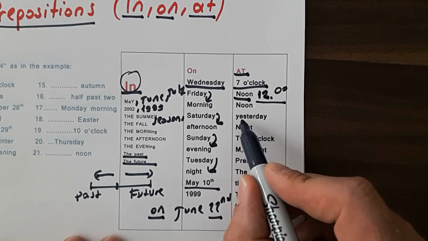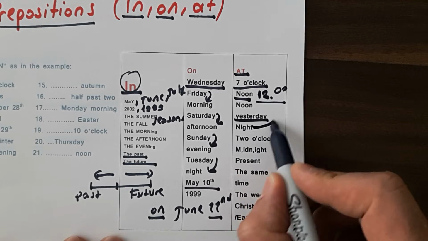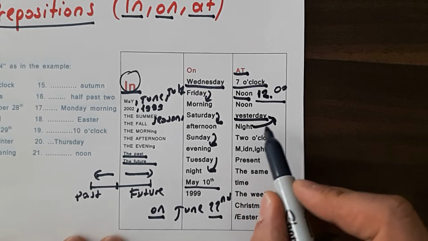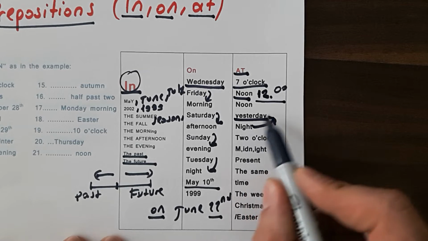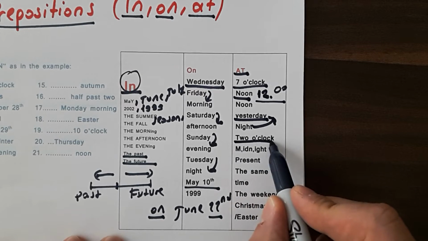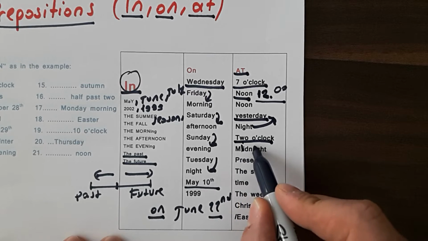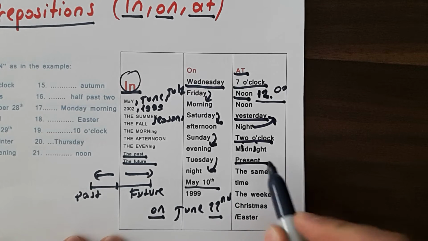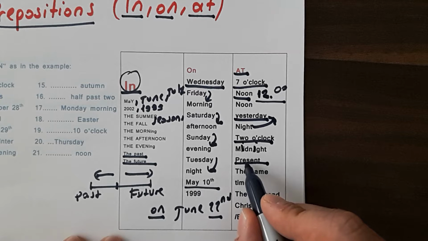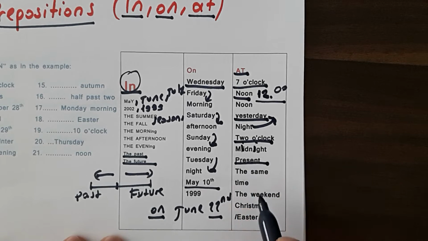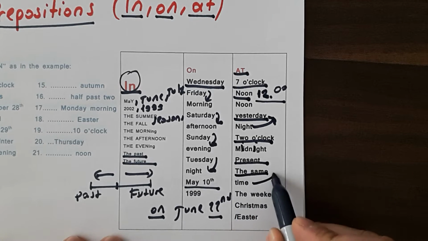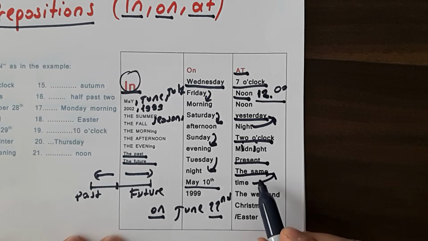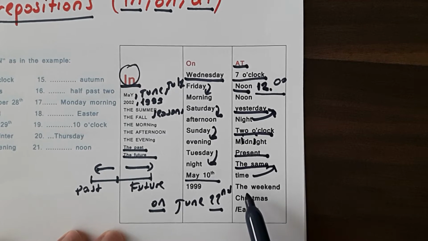Yesterday night, at yesterday night. At 2 o'clock, at midnight, at present. At present means now. At the same time, we are using together at the same time. And at the weekend, we are also using at the weekend, and at Christmas and Easter, we are using all together.